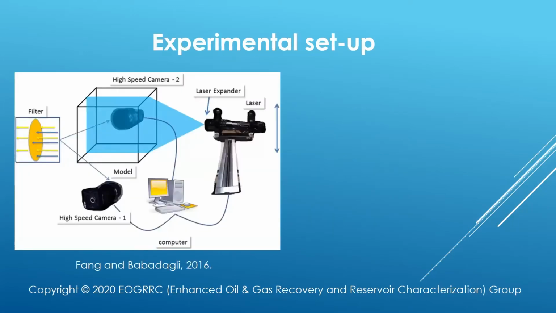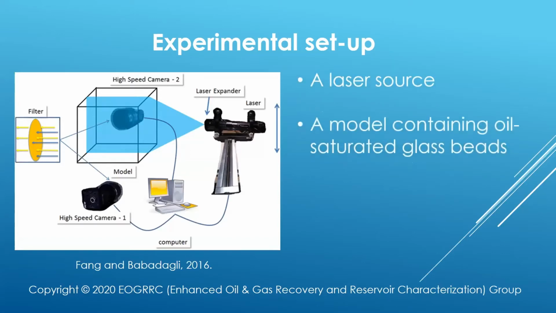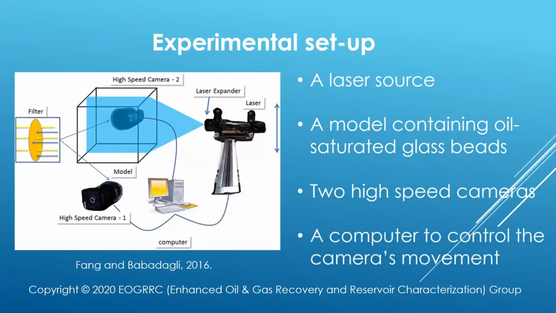The experimental setup employed in this research consists of a laser source, a model containing oil-saturated glass beads, two high-speed cameras, and a computer to control the camera's movement. The experiments were operated in a dark space and a blue laser served as the light source. The model contains oil-saturated glass beads acting as the porous media. Two high-speed cameras were used to capture the images of the model during the experiments.